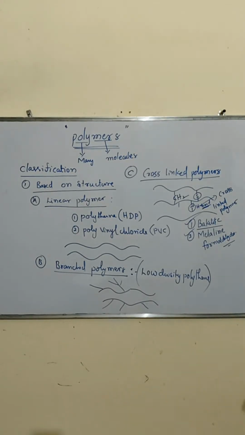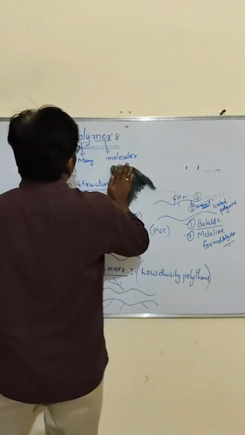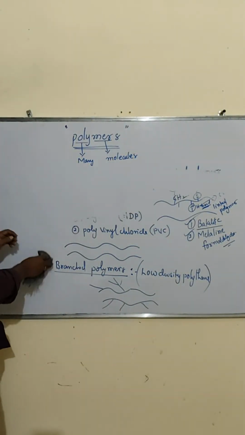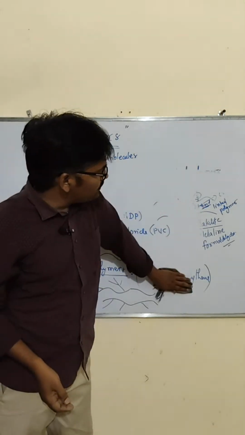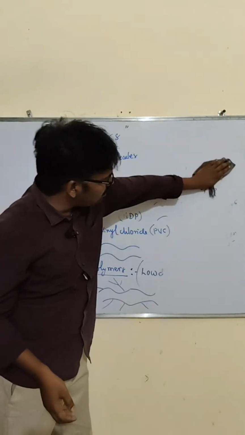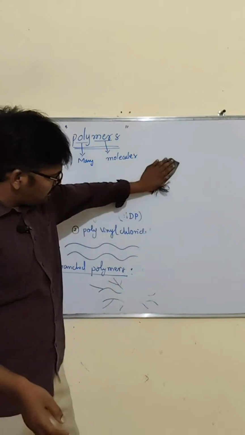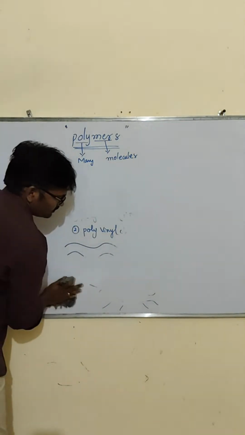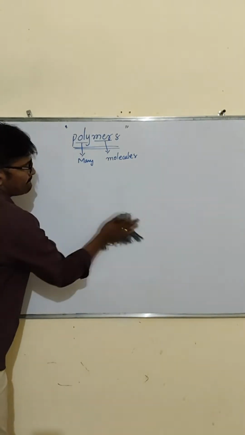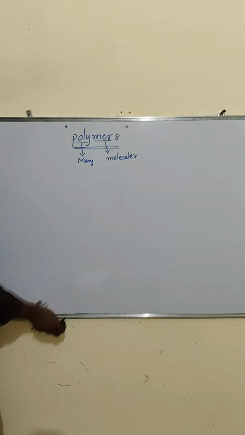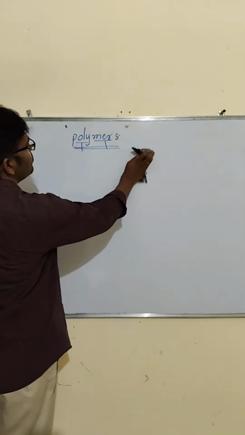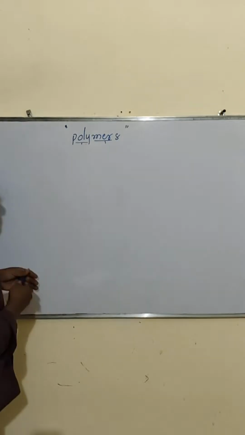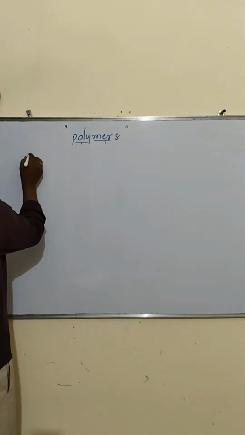Next classification, how to discuss. So now the second classification is based on the source. The first classification, based on the structure, I told you. Then the second classification is based on the source. See what are those based on the source? Classification based on source.